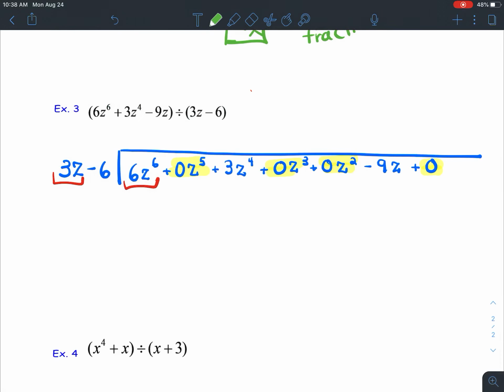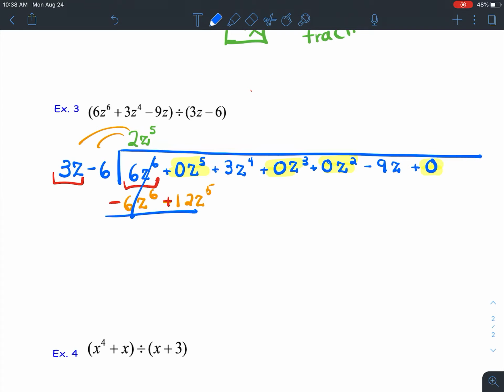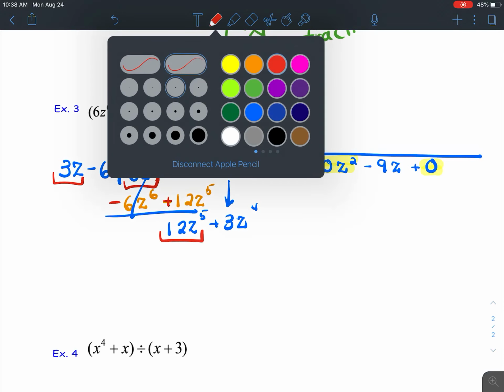Okay, all right, let's see if we can go ahead and go through this here. We're going to compare those first terms. What are we multiplying 3z by to get 6z to the 6th? The answer is 2z to the 5th. Okay, we're going to distribute 2z to the 5th there to both of those terms. Okay, if you recall, the next step is to flip the signs, add down, first column is gone. 0z to the 5th plus 12z to the 5th is still 12z to the 5th. Drop down the next term, and we're going to repeat this cycle again.